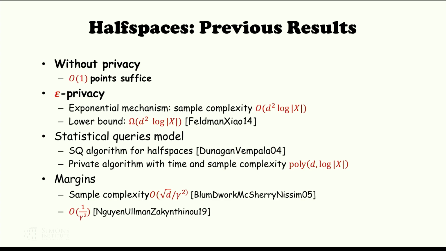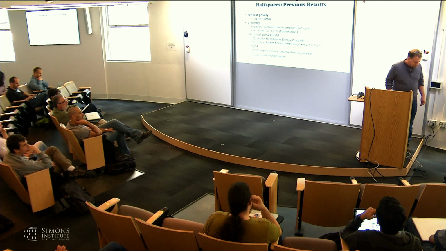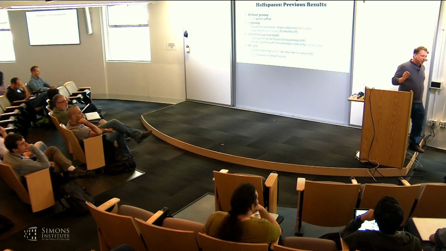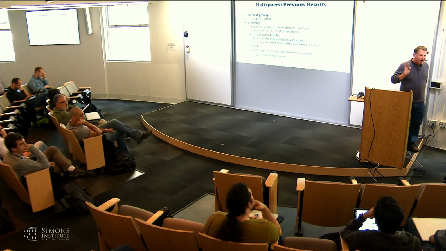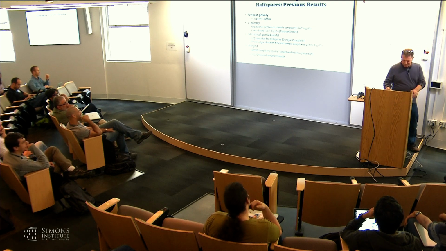Sorry, quick question. Why is it d squared for the exponential mechanism? Why not just d log x? Because the point is d-dimensional, so the number of possible... Right, but the count is like x to the d at most. No, it's x to the d squared, because the hyperplane is of size d. I see. I made this mistake a few times, and I always return to it. Yes.